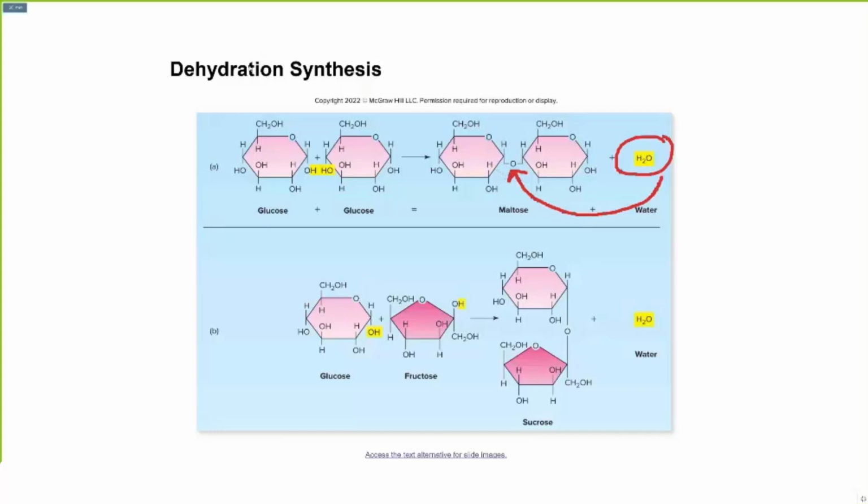So what you get is dehydration, condensation is building up, and then you flip this reaction around. That's called hydrolysis.